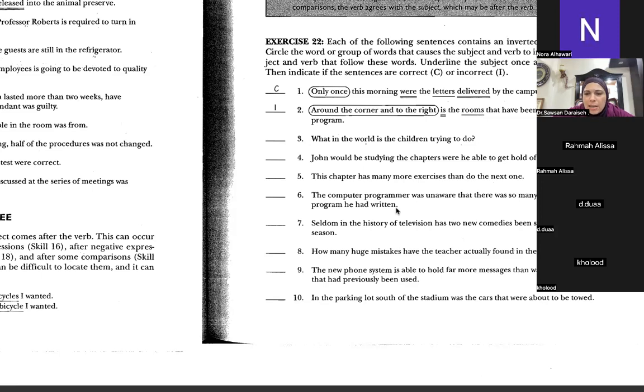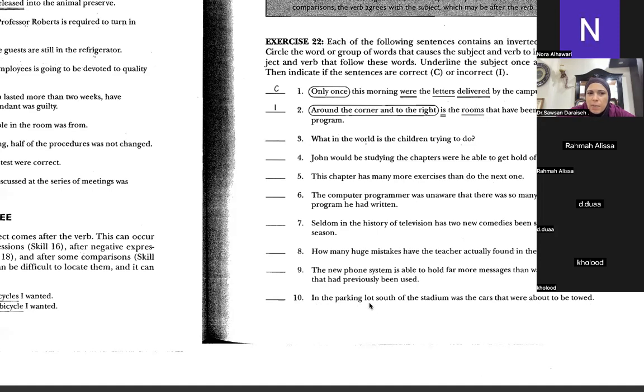Tell us about 10 again. Did you notice what your problem was, Dr. Noura? Yes, doctor, was is the verb and the cars is the subject. So what do we need to change this into? Were, right? So this sentence with was is mistaken, it's incorrect.